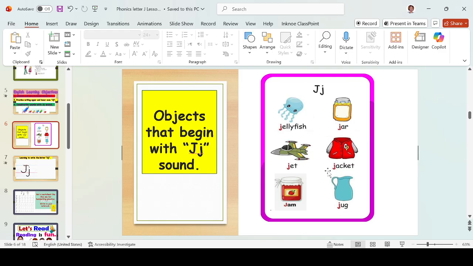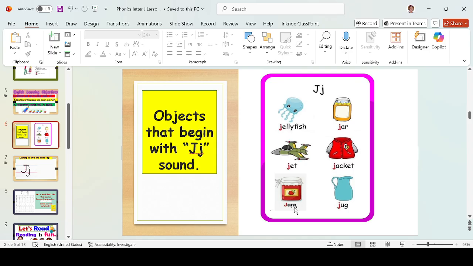Jacket, okay? Where is your jacket? Do you have a jacket? What color is your jacket? I have a gray jacket and a black one, okay? I have only two jackets, the gray one and the black one. How about you? How many jackets do you have and what colors are they?